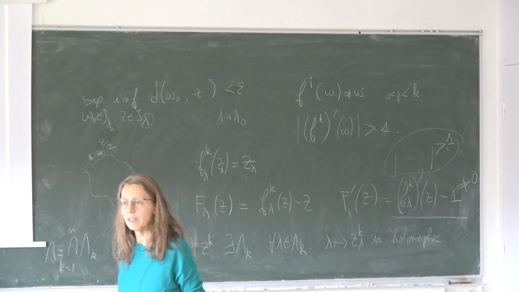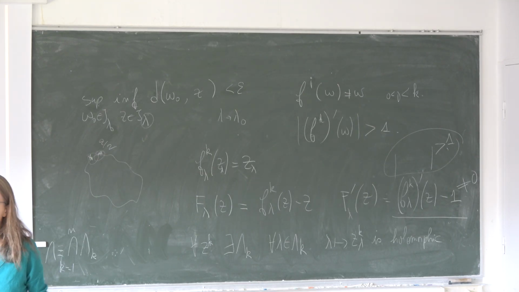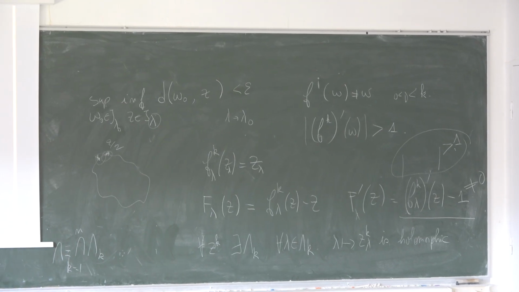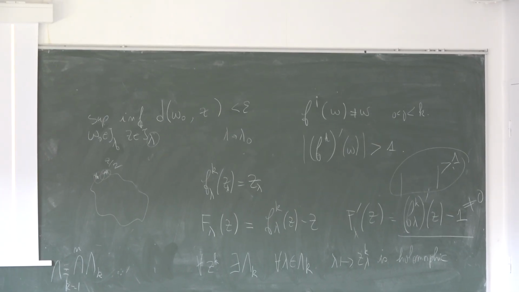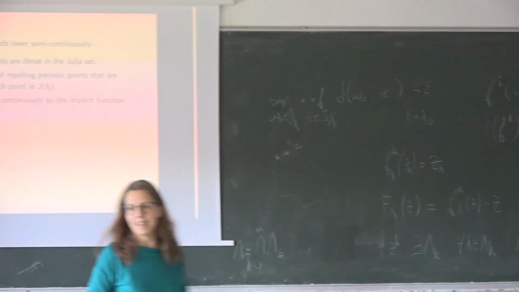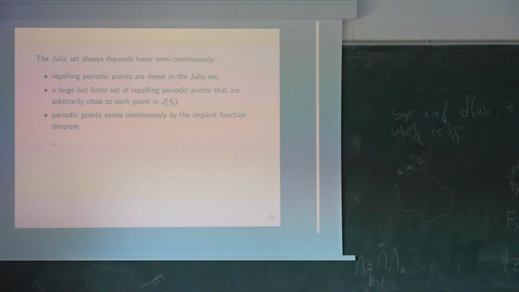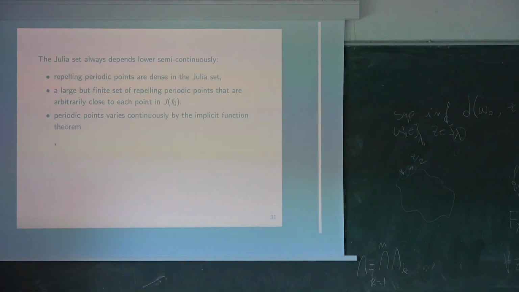And is it easy to see that a repelling periodic point is necessarily in the Julia set? It's not too difficult. You can conjugate to lambda z, and you see that if you iterate, it's not bounded. And you have to be bounded, not to go to infinity. This is the idea.